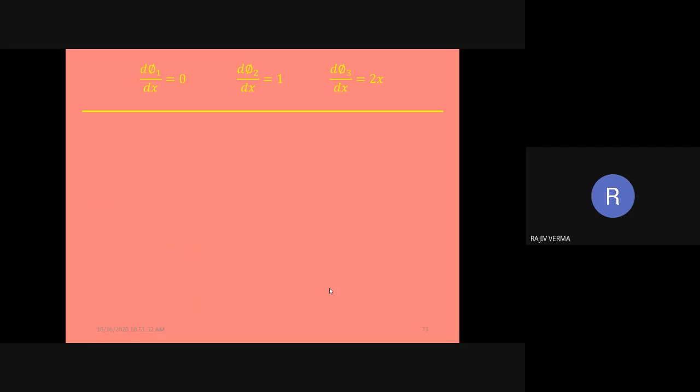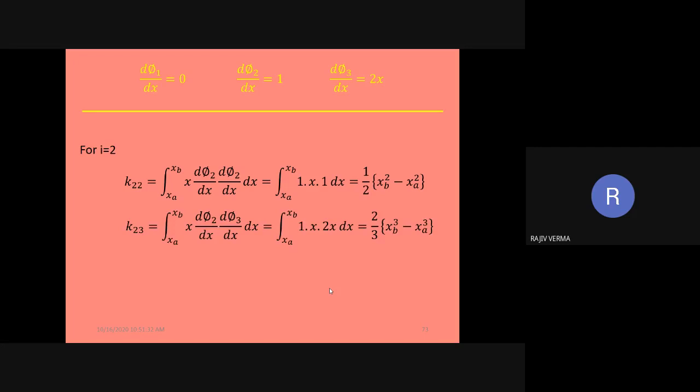Then for I to be 2, we are going to evaluate K22, which is x multiplied by d phi2 by dx into d phi2 by dx. And we have actually evaluated that particular expression. Similarly, we have evaluated K23 also. Please notice over here that once we have evaluated K23, we have evaluated K32 also.